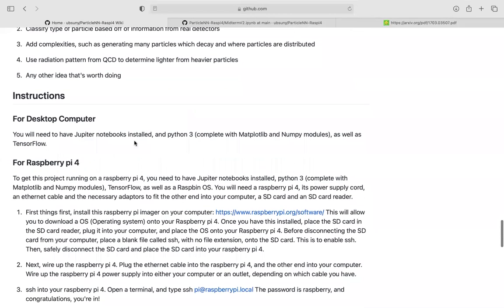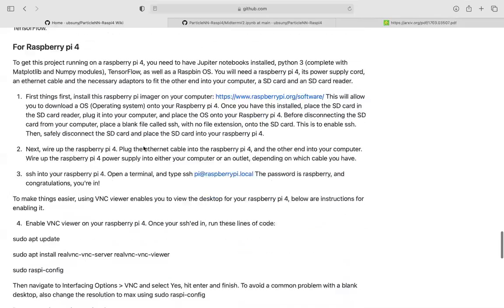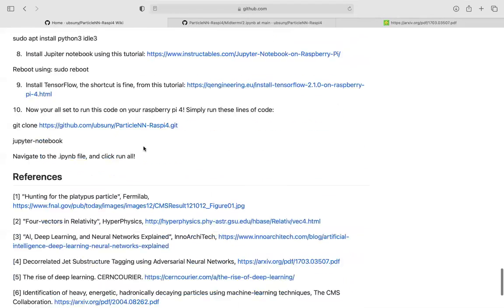And here are the desktop instructions. You're going to need Jupyter, Python 3, and TensorFlow. And here are detailed Raspberry Pi 4 instructions.